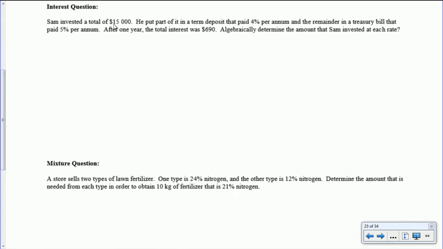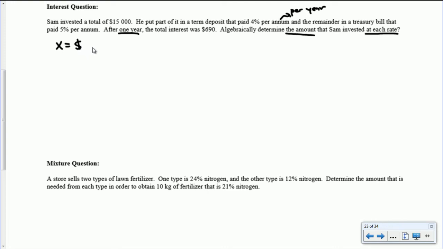So first, Sam invested a total of $15,000. He put part of it in a term deposit that paid 4% per annum, so that's per year, and the remainder in a treasury bill that paid 5% per annum, also per year. After 1 year, the total interest is $690, and we need to algebraically determine the amount that Sam invested at each rate. So some of it was invested in the term deposit, and some of it was invested in the treasury bill. So we need to figure out each amount.